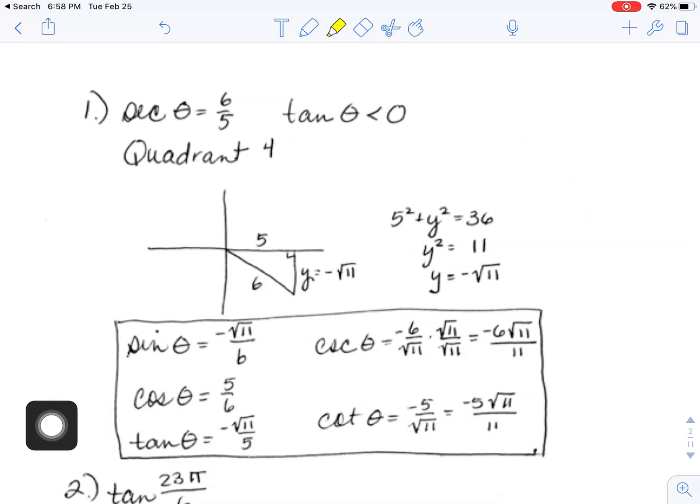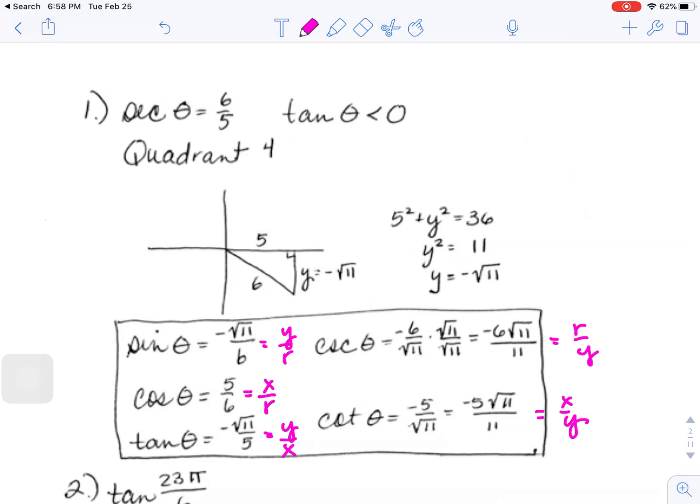Then I simply used my knowledge of what each of my trig functions is in terms of x, y, and r to find sine, cosine, tangent, cosecant, and cotangent. So sine is y over r, cosine is x over r, tangent is y over x, cosecant is r over y, cotangent is x over y. And again, you always have to make sure that you simplify your answer, and sometimes that means that you need to rationalize the denominator.